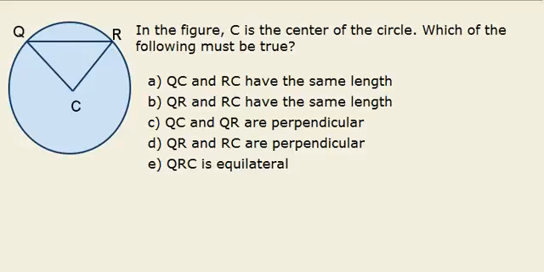In the figure, C is the center of the circle. Which of the following must be true? A, QC and RC have the same length. B, QR and RC have the same length. C, QC and QR are perpendicular. D, QR and RC are perpendicular. Or E, QRC is equilateral.